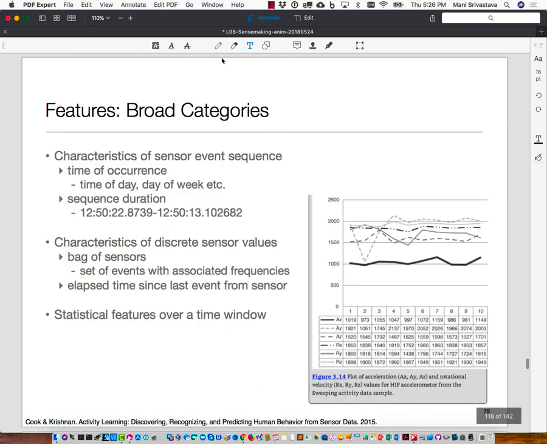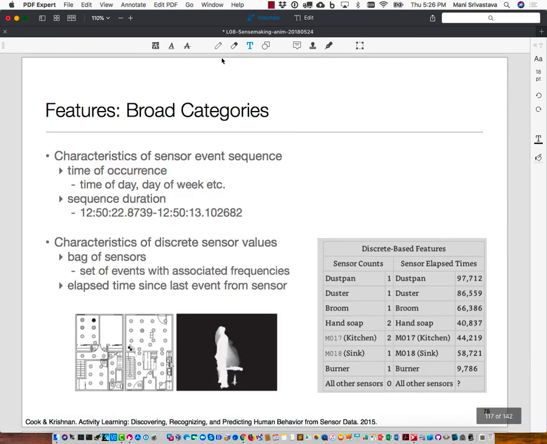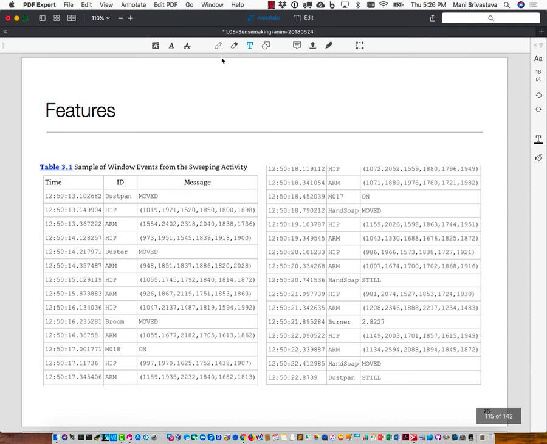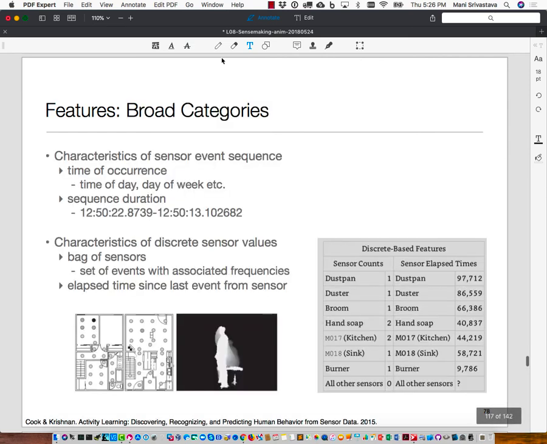Okay. So the next one is characteristics of the discrete sensor values. What I mean by that is these are those reports which were coming out, right? In the table earlier, think of each row like that. The duster thing, broom, these are all representing reports. And one very common way of using these is what is called bag of sensors. This comes from an approach which became popular in document analysis called bag of words.